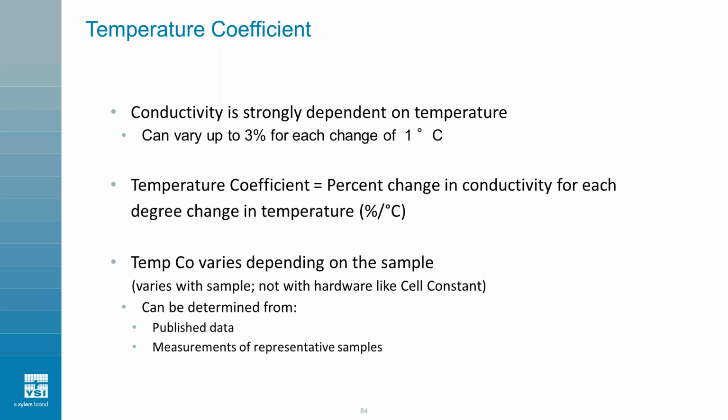Finally, the last important factor in all this is the temperature coefficient. Again, conductivity is strongly dependent on temperature. It can vary up to 3% for a single degree change in temperature. The temperature coefficient is equal to the percent change in conductivity for each degree Celsius change in temperature. This value varies depending on the composition of the sample, but can be determined from published data or by looking at measurements of representative samples.